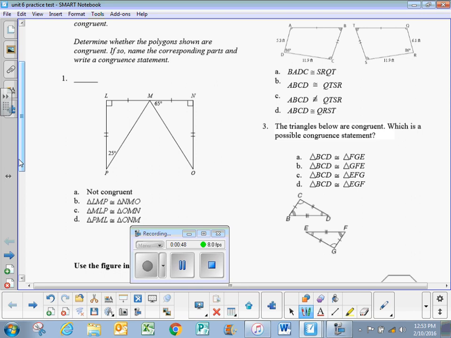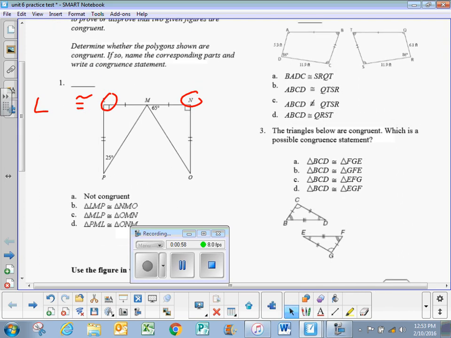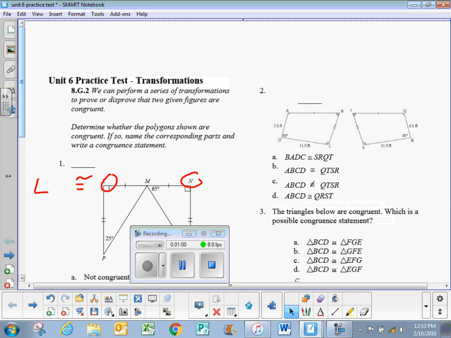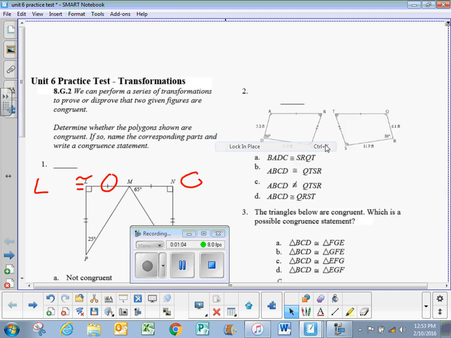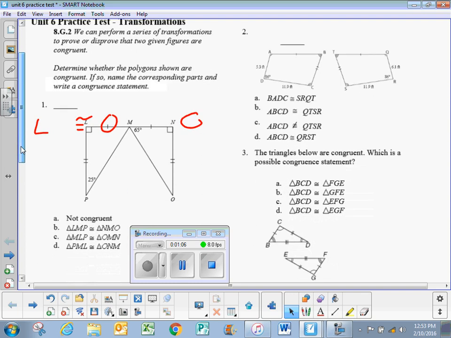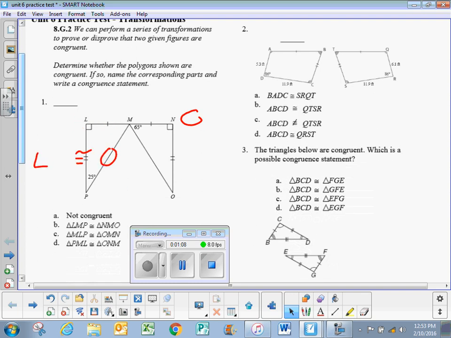Meaning, if we look at this, L is congruent to, and that little sign means congruent, L is congruent to N, right? So L and N should go first in this congruent statement. So let me just fix that there. L and N should go first. Okay? So we should have L and N first.